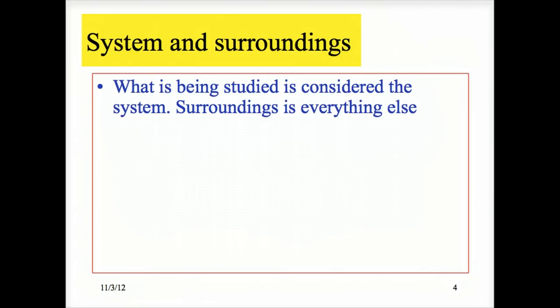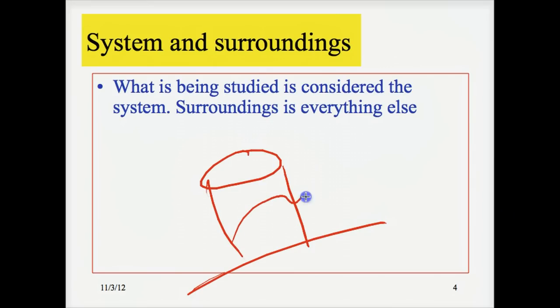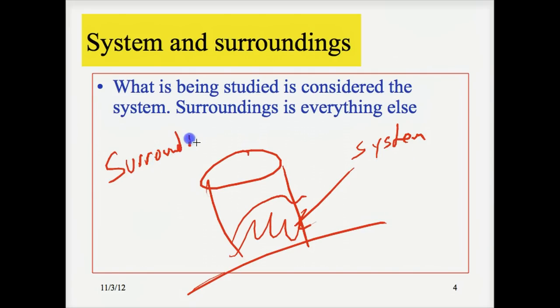System and surroundings, this one's pretty easy. Alright, just to get our language on board here, the system is what we're actually talking about, what's being studied. Okay, so if I put my beaker down, my system is what I'm actually looking at. Everything else is the surroundings. The surroundings would be everything here, everything here. Also, the cup itself would be the surroundings, the actual container. Can't forget about that.